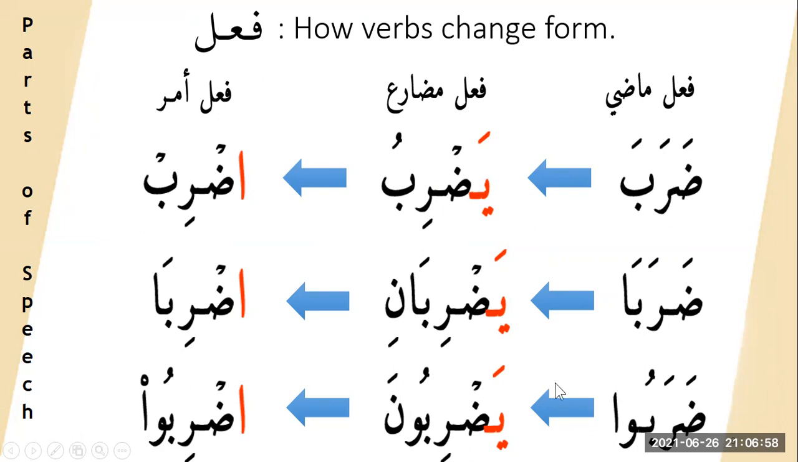Yatribuna. Okay, this means they strike or they will strike. Yatribuna, with a waw nun. Notice that it's just like before, waw nun at the back. You have muslimuna, mu'minuna, kafiruna, those are nouns. But for fi'l mudhari, you have yatribuna. They strike or they will strike. Right?